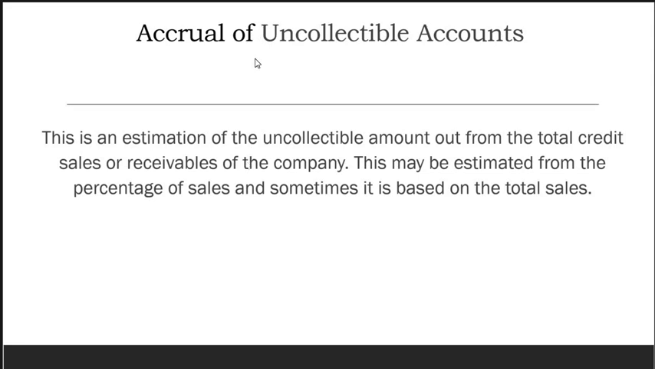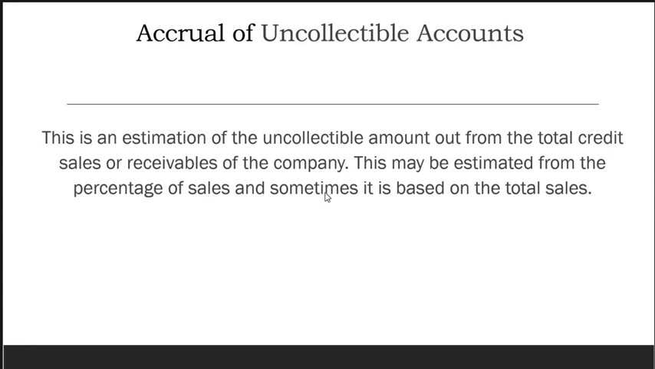So, let us proceed to accrual of uncollectible accounts. Okay. For this, ano ba yung uncollectible accounts? Uncollectible accounts is an estimation of the uncollectible amount out of the total credit sales or receivables of the company. This may be estimated as a percentage of sales and sometimes it is based on the total sales. This means that related siya sa accounts receivable, related siya sa mga collectibles ng company. Dito, hindi pa man lumayas yung may pagkakautang sa atin, we are already anticipating probable losses associated with collectibles or mga receivables. Okay?